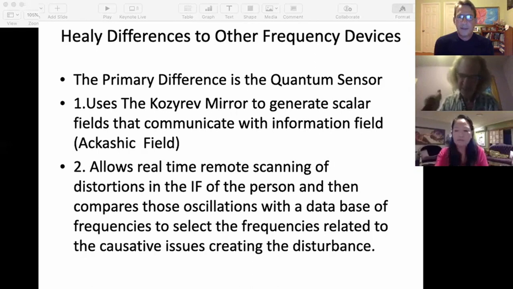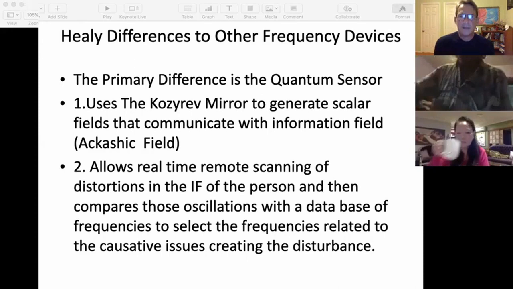It's going to be a major growth area for our industries and healthcare. So it helps to understand what the differences are between different devices, and it just basically comes back to that with the Healy and the Time Waver technology, the primary difference is what we call the quantum sensor. Other than that, it does have other functions which are available in other types of frequency devices that are around. But basically, no one has the quantum sensor technology on the planet except for Time Waver and the Healy, the miniaturized device of the Time Waver.